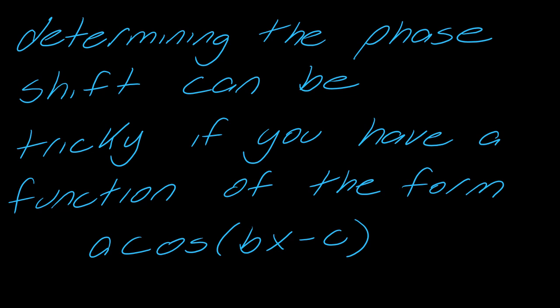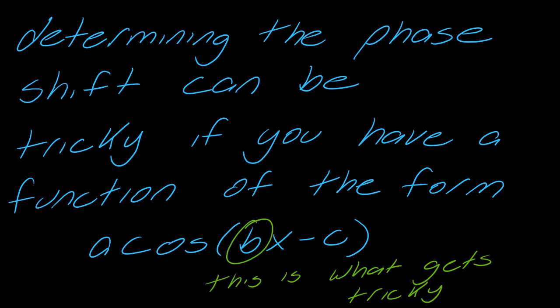So like I was kind of alluding to, and I want to just address this now so that you can think about this as we move forward in the video. Determining the phase shift can be tricky if you have a function of this form, a cosine bx minus c. And this could work for sine or cosine. I just randomly selected cosine. What gets tricky about figuring out the phase shift, like how much a graph is actually shifting one way or the other, is if you have a number here attached to the x. This kind of makes everything tricky. So I want to address this right away so that you can notice this going forward.